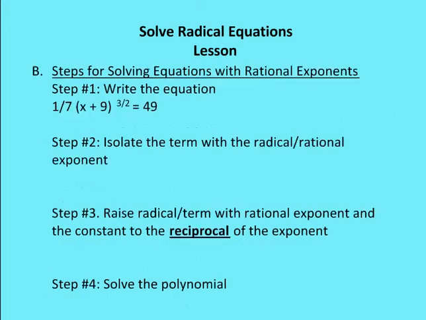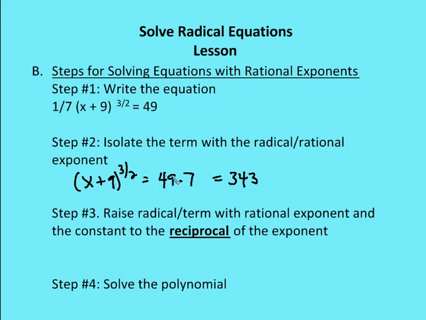All right, second and last slide. Steps for solving equations with rational exponents. Again, first I want to write the equation. I skip the process of converting to rational notation because it's already in rational notation. I need to isolate the term with a radical or rational exponent. In this case, I'm just going to multiply both sides by 7, and I have x plus 9 to the 3/2 is equal to 49 times 7. So this is going to be equal to 343, if I'm not mistaken.